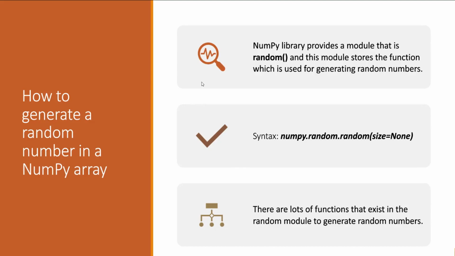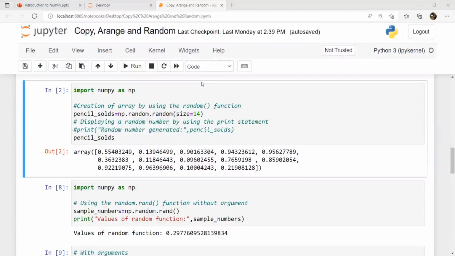So here is the syntax of the numpy.random function, and within this function there is only one parameter, that is size, and by default it takes a None value. Now let us see an example of how to use the random function with an integer value as an argument. In this example we use np.random.random with an integer value as the size argument. Size indicates the number of elements in the array. In my case I have set the size value to 14. After executing this code, it displays an array that contains only 14 elements.